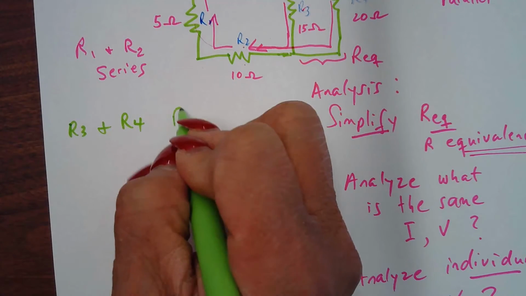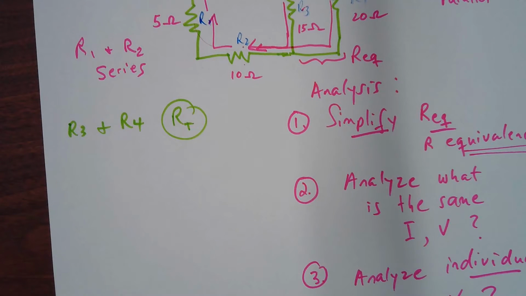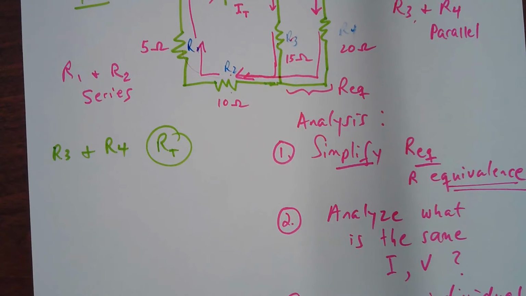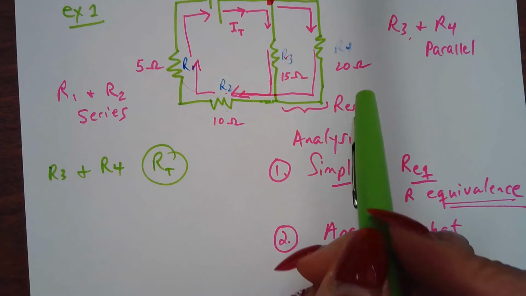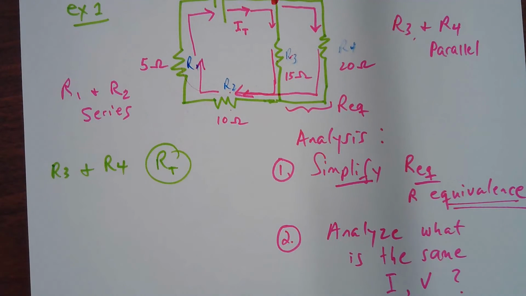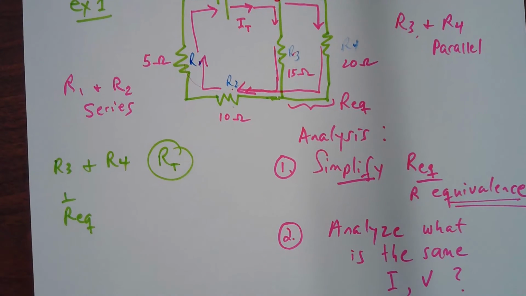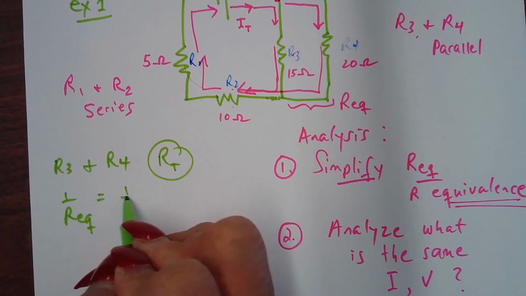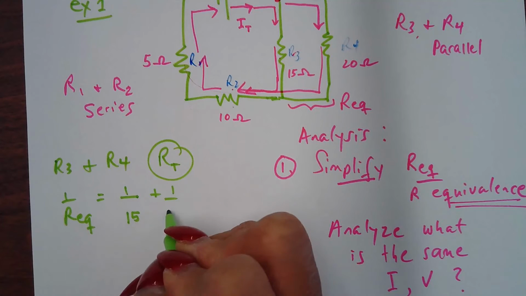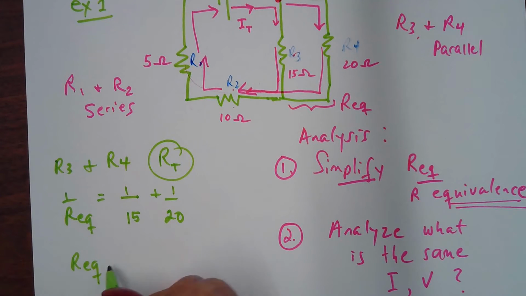How do we find the total resistance of this? I'm going to give you 30 seconds to give me the total resistance of R3 and R4. Go. Get your calculator and actually do it. I'm not going to do this for you because at this point you know how to do this. This is parallel. What is the total resistance of these two, R3 and R4? How do you do that? 1 over the R equivalent, because that's not the total yet, equals 1 over 15 plus 1 over 20. Can you get me the equivalent resistance, please?